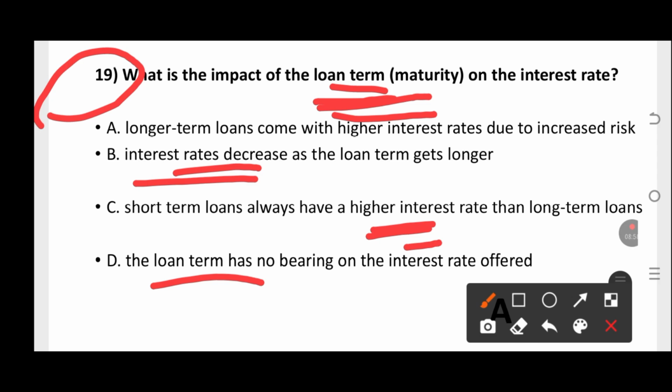What does it say? What's the impact of loan term or maturity on the interest rate?